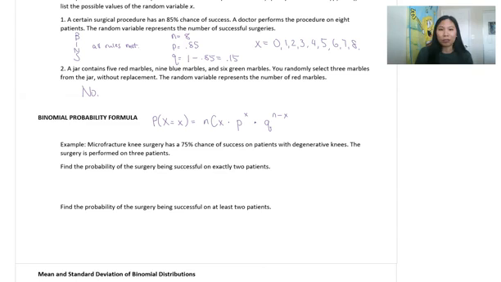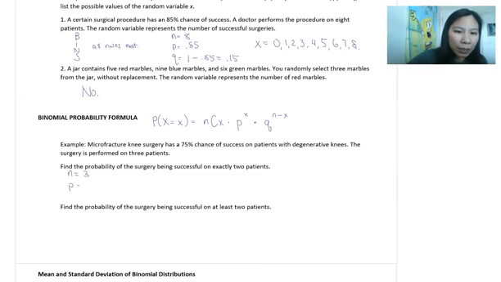So let's use examples to actually try out this formula. Microfracture knee surgery has a 75% chance of success on patients with degenerative knees. The surgery is performed on 3 patients. Find the probability of the surgery being successful on exactly 2 patients. Going through this problem, remember if it's binomial, we want to be able to identify n, p, q, and x. So really quickly, n is the total number of times we're doing the surgery. And it says the surgery is performed on 3 patients. So keep in mind, n should always be the biggest number because it's the total amount.